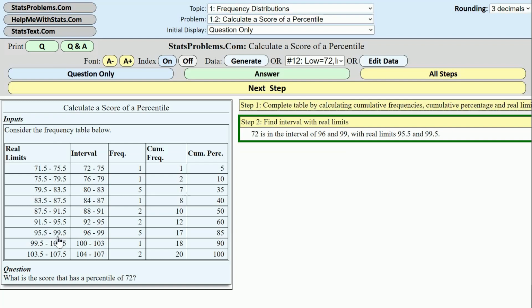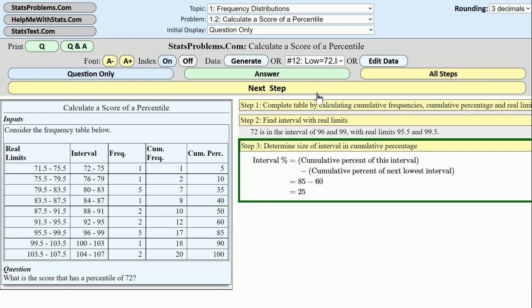In Step 3, we determine the size of our interval in percentage. The interval percentage is the cumulative percentage of this interval, 85%, minus the cumulative percentage of the next lowest interval, 60%. This works out to 85 minus 60, which is 25.